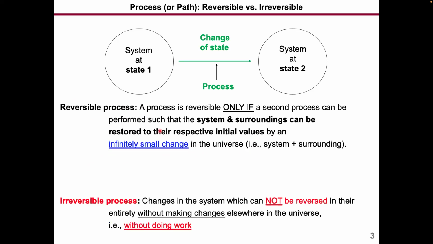Now, by definition, an irreversible process is one where changes in the system cannot be reversed in their entirety without making changes elsewhere in the universe, meaning that you have to do some work to actually go back to the original state. So this is usually called an irreversible process, right? Don't worry, we will give you some examples to better understand the difference between reversible and irreversible processes in the next slide.